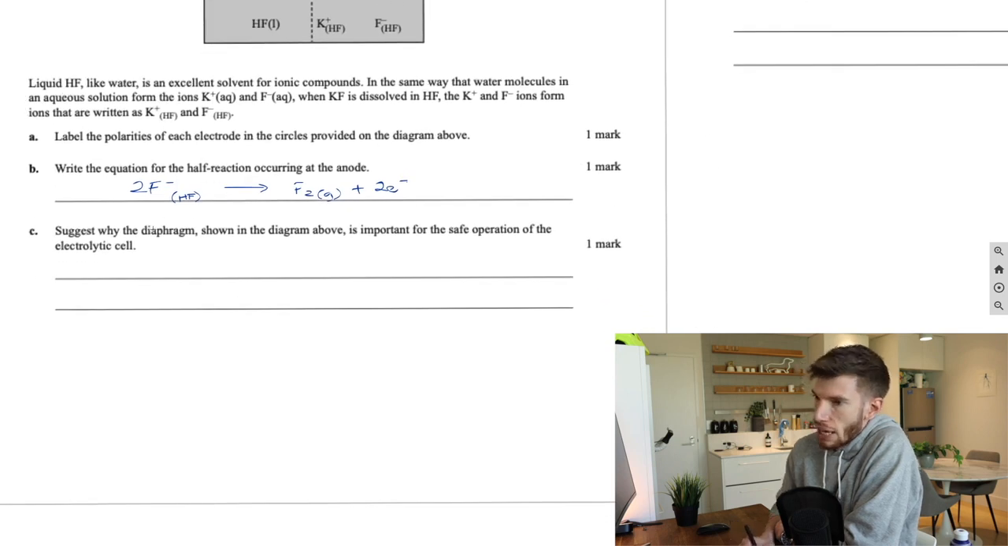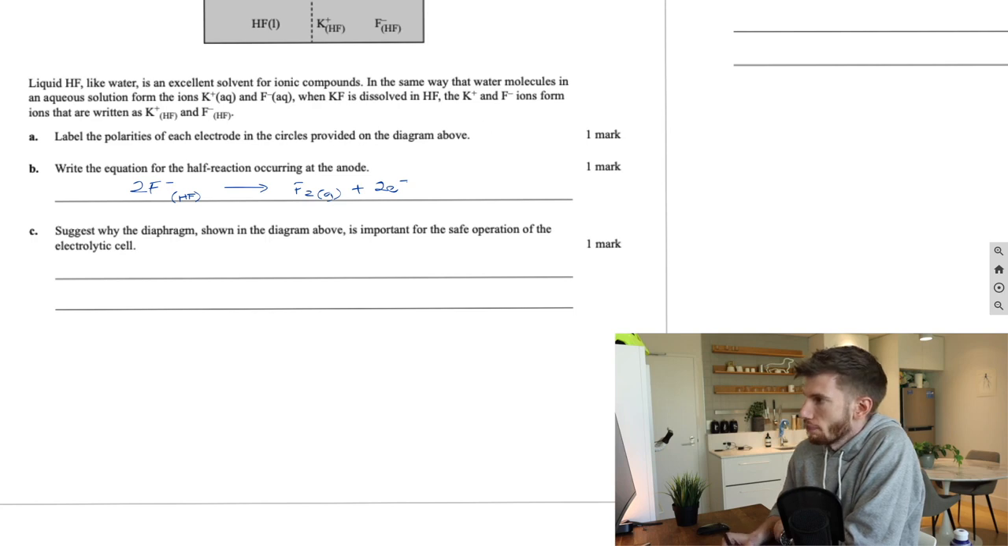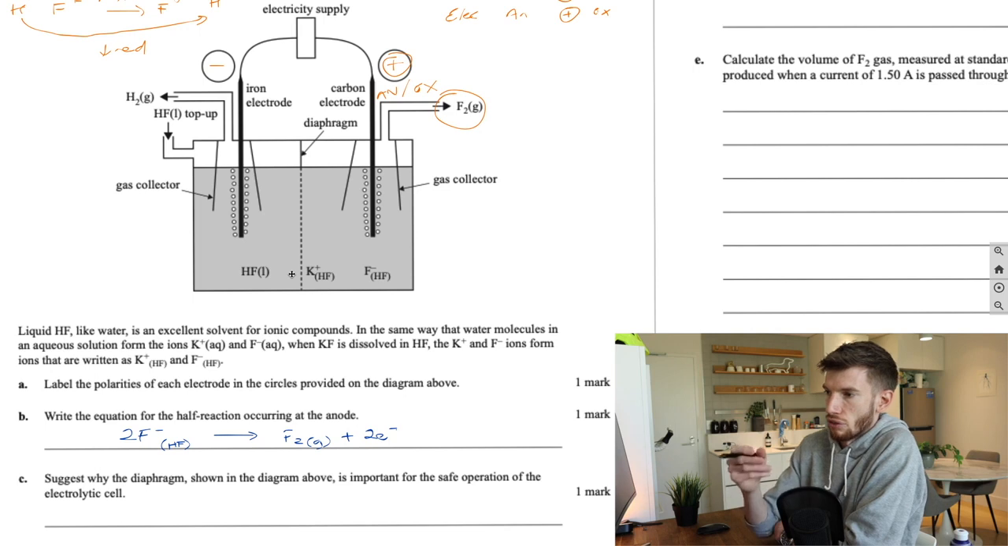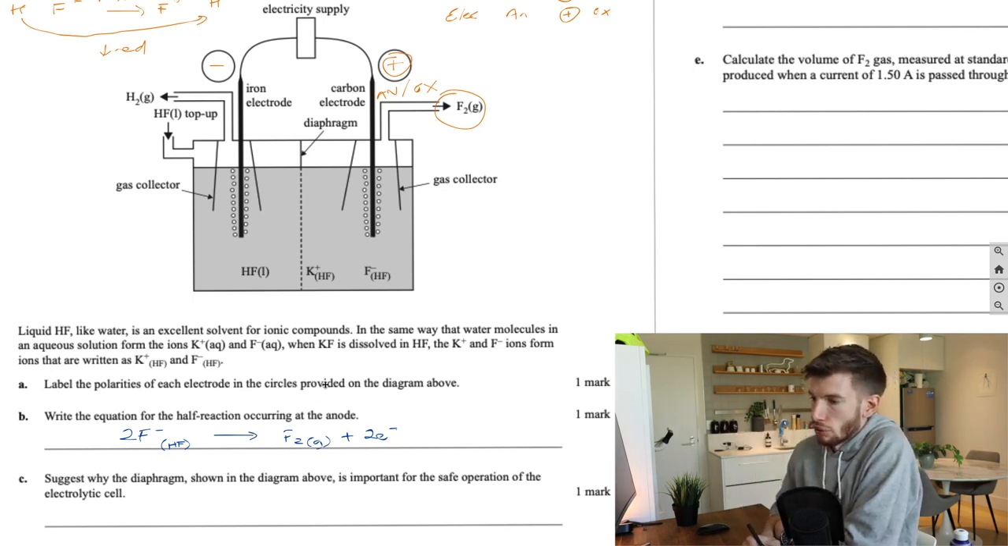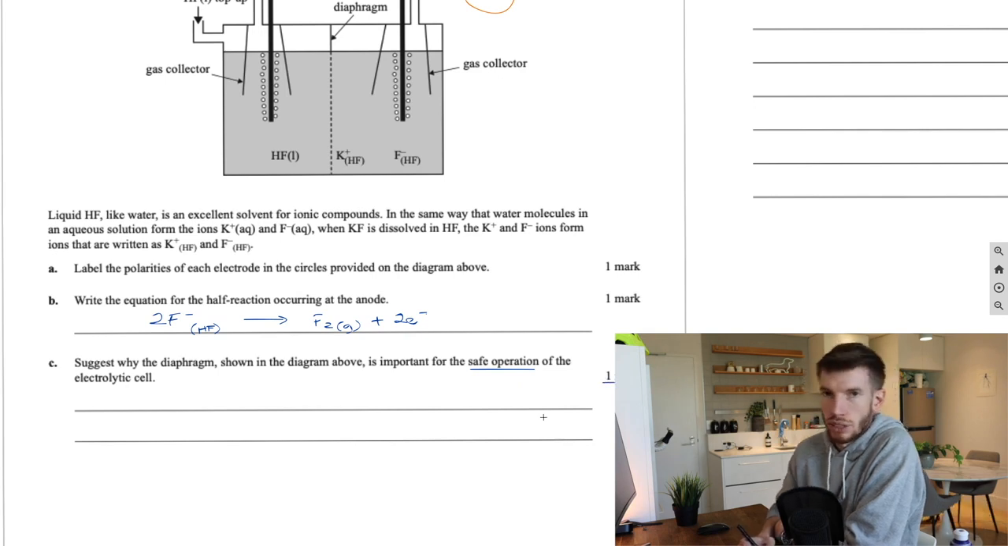Then finally we have, or at least in this section, suggest why the diaphragm shown in the diagram above is important for the safe operation of the electrolytic cell. So this one, we do know that the diaphragm or the membrane is normally to complete circuits to have balancing of charge overall here. So it does also say the safe operation. So it's hinting for 1 mark that you're not really looking at the functionality of completing circuits or anything. The diaphragm or membrane is helping keep separate certain compounds.